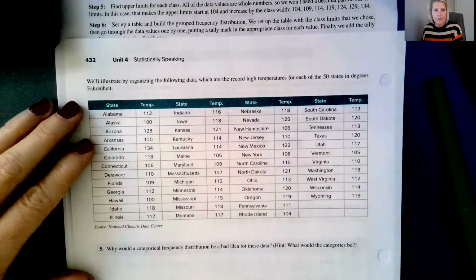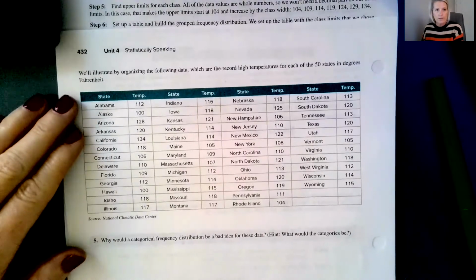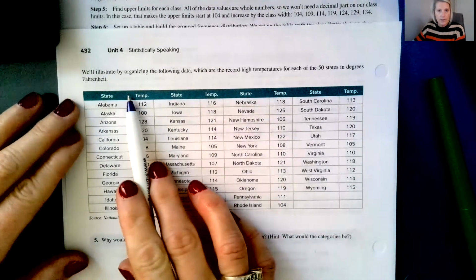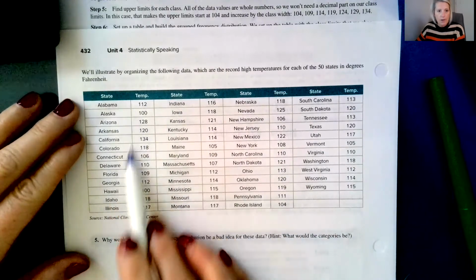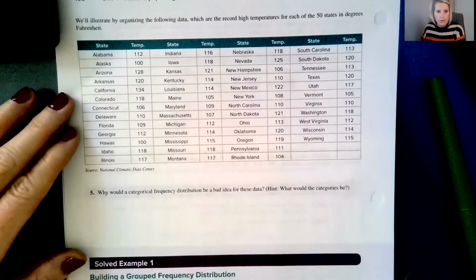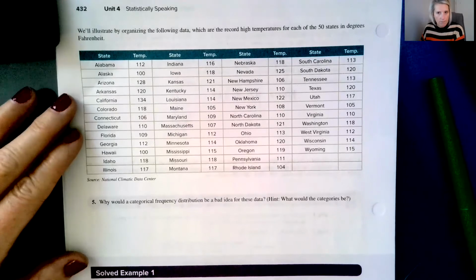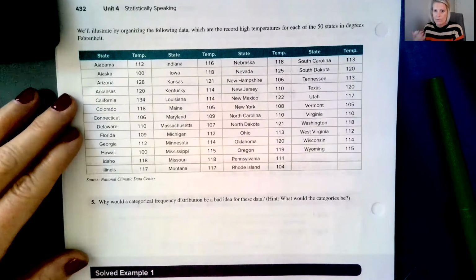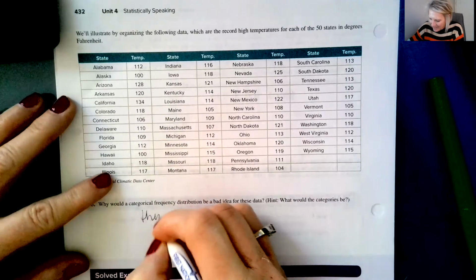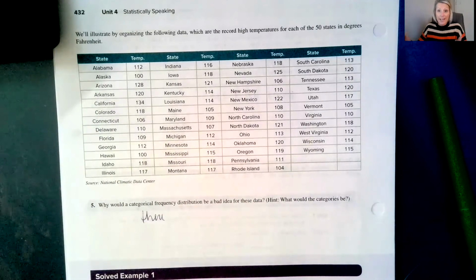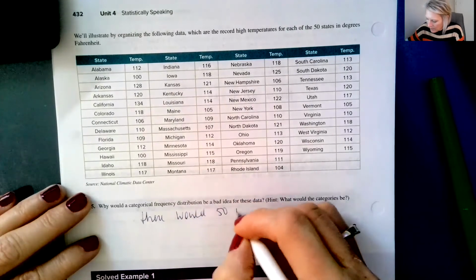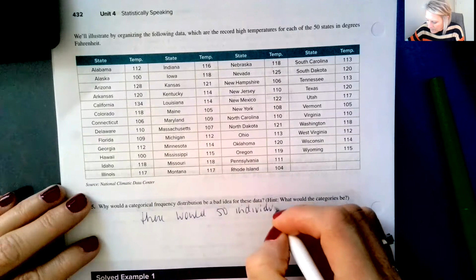In this example, we'll illustrate by organizing the following data, which are the record high temperatures for each of the 50 states in degrees Fahrenheit. So we have Alabama all the way through, alphabetically, through Wyoming. Why would a categorical frequency distribution be a bad idea for these data? Because there's only one category, temperature. Well, actually, there would be 50 categories if you did it by state. There would be 50 individual categories.